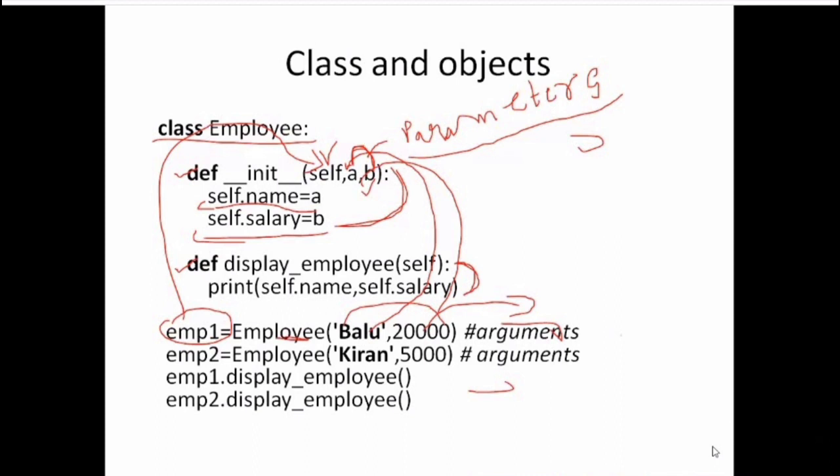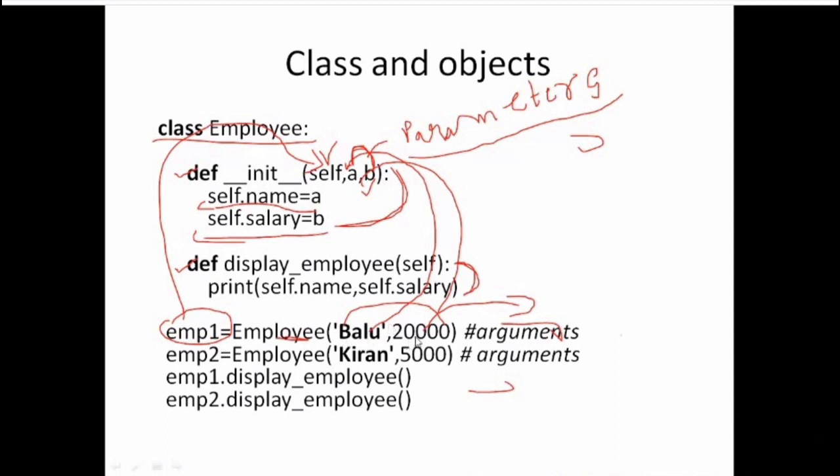What is it called? A and b are parameters. Self is also a parameter. One thing I forgot to tell you, all these three things are parameters. Self is a parameter, a is a parameter, b is a parameter. All the parameters are separated by a comma, which means that values should come from some place. Self value is coming from the object, a and b values are coming from here.